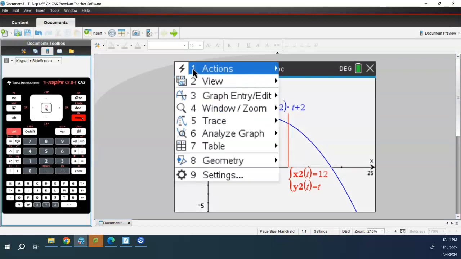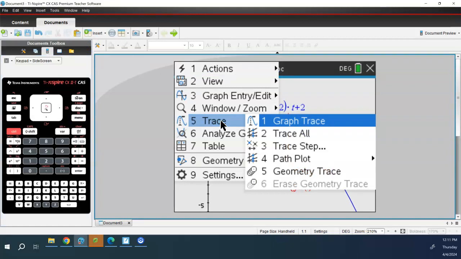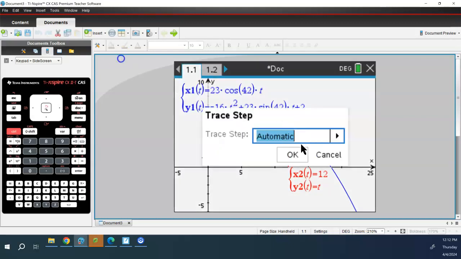So under menu, there is something called trace. And when you click on the trace, there's something called trace step. Trace step says how often it gives you a value on your function. Okay? Trace just puts it wherever you want. So we're going to go into trace step because it defaults to automatic. Okay? I want to change that trace step to 0.1. We're going to go every 10th of a second. It's going to tell us the position of the spitball.